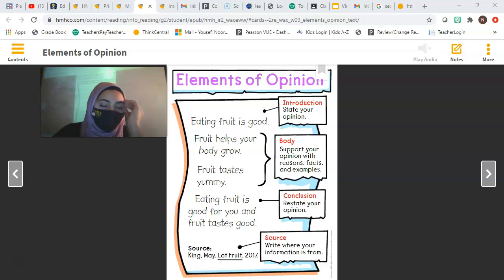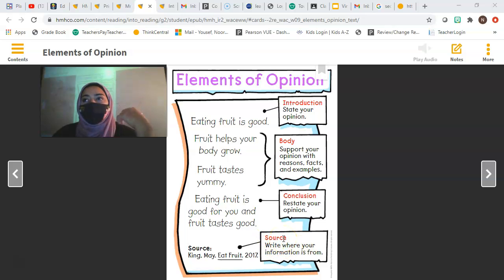And the conclusion restates the opinion. Eating fruit is good for you and fruit tastes good. So they're just repeating what they said up here. And then obviously they have the sources. Remember, this is what we said yesterday. We can't have plagiarism in writing. So if you are going to quote something off of a book or you want to prove that it's a fact, you always have a source.